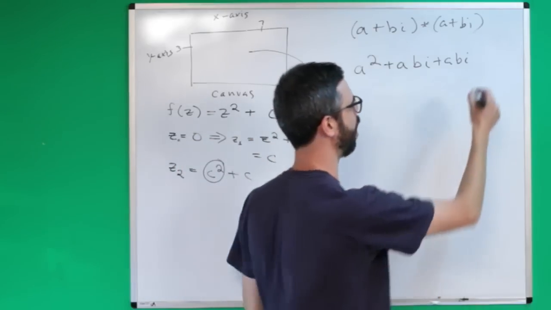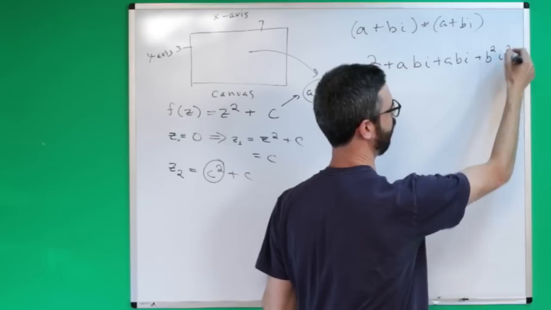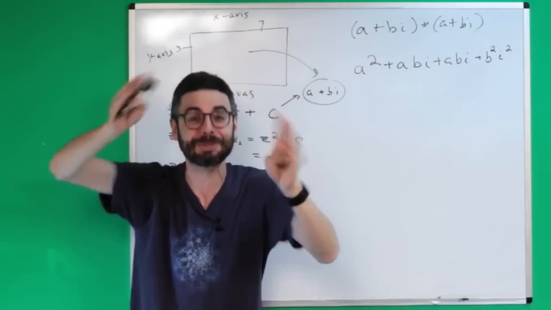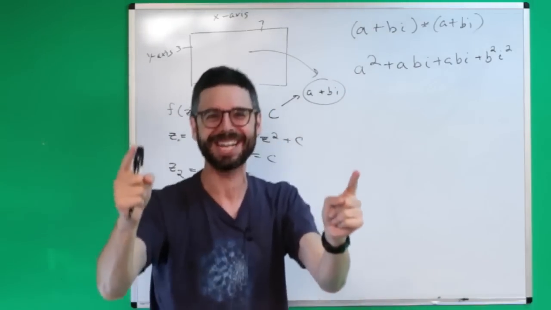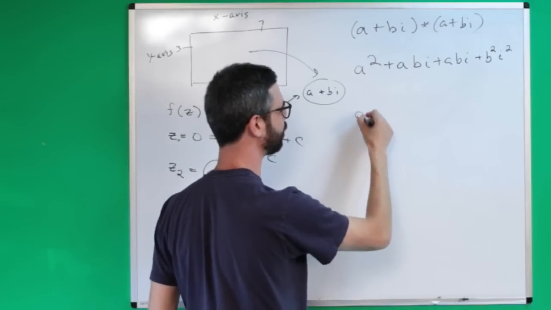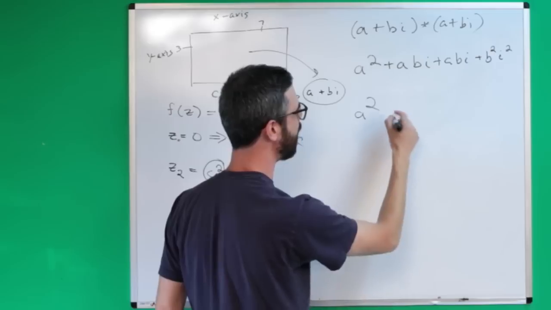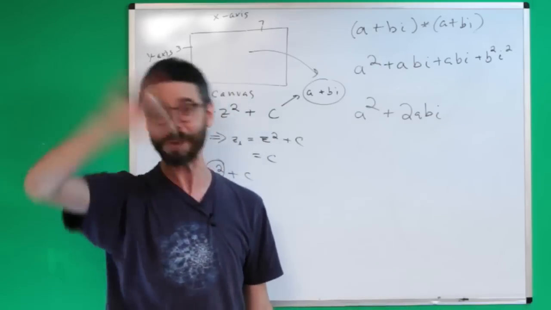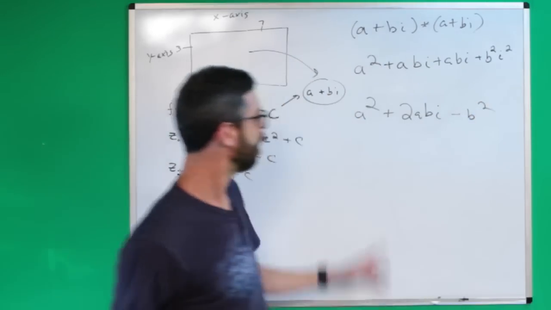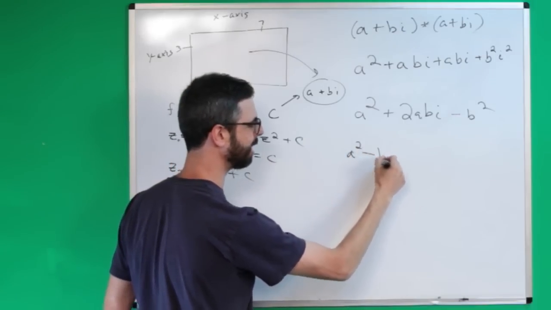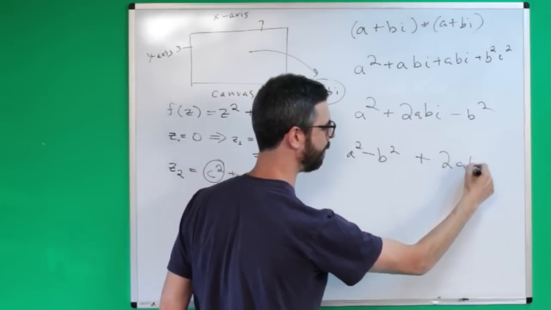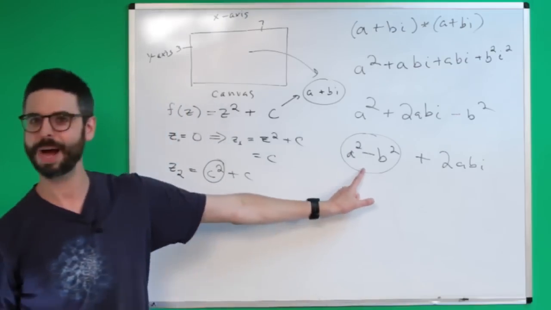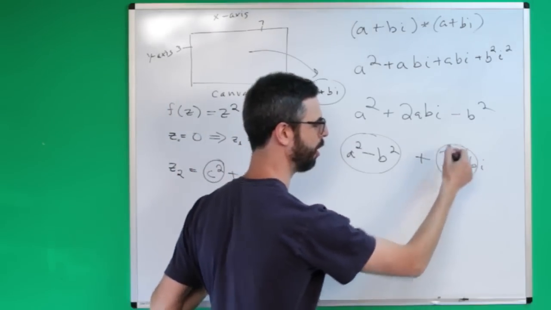Now, this is a crazy one. Bi times bi is what? b squared, i squared. What's i? i is the square root of -1. I mean, it's imaginary, but it is the square root of -1. So if you square it, what do you get? -1. So this actually turns out to be a squared plus 2abi, minus, because i squared is -1, minus b squared. Or we could look at this another way: a squared minus b squared plus 2abi. Well, guess what? This is a complex number. It has a real component, a squared minus b squared, and it has an imaginary component, 2ab.